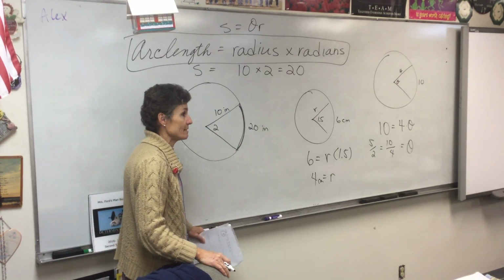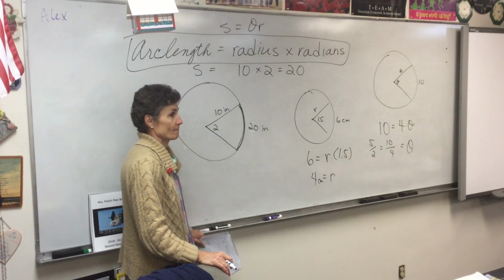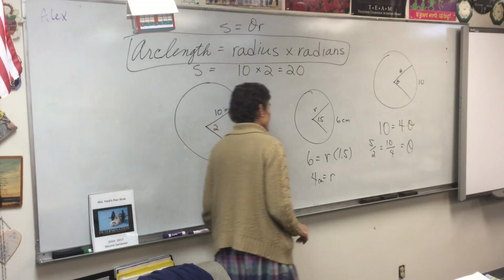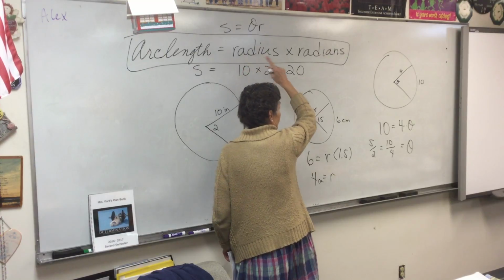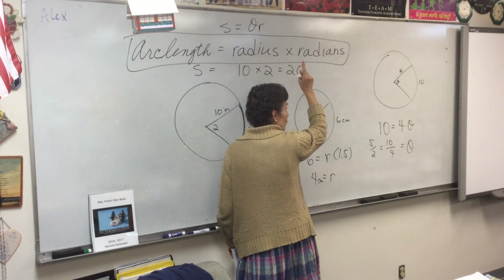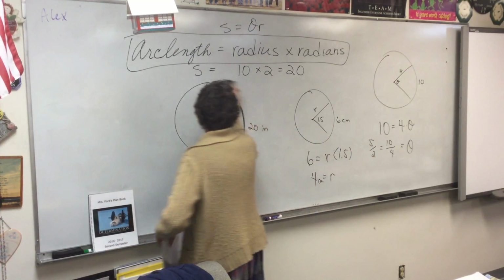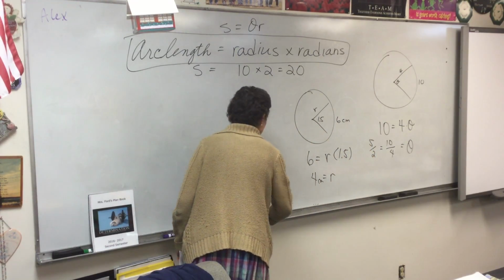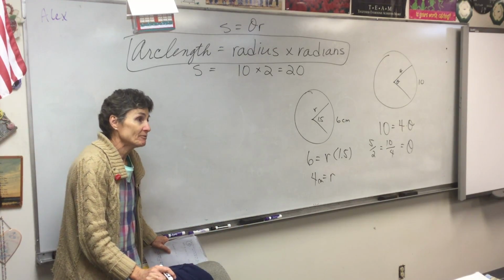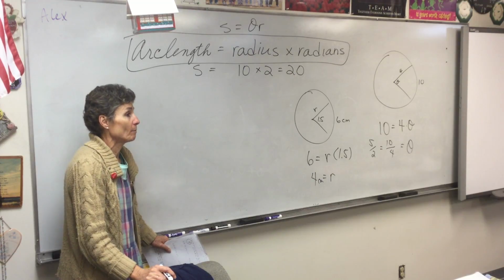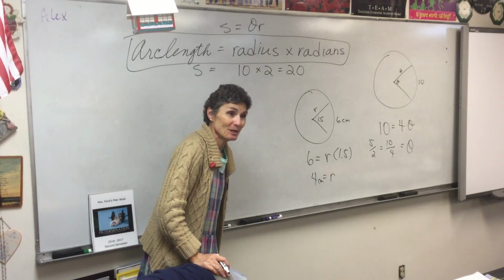Until we get to question D. And now I have, of course, tricked you. What is different? Here's your formula. Read your formula again. Arc length equals radius times radians. What's different about question number D? It is in degrees. So guess what we have to do before we even start the problem? Change the degrees into radians.